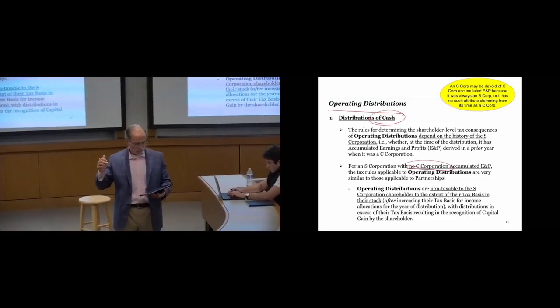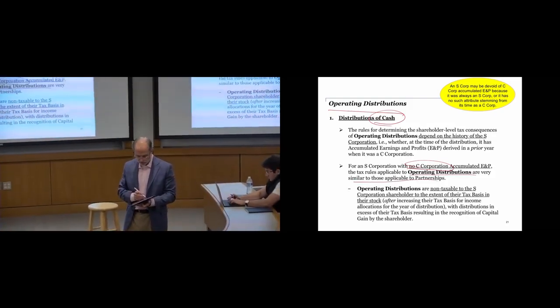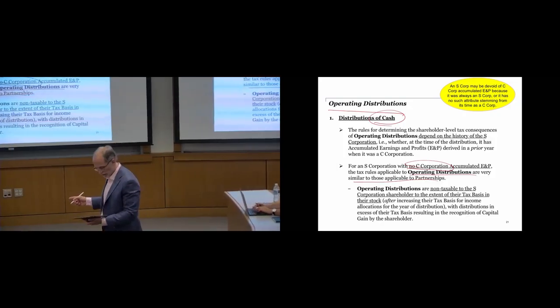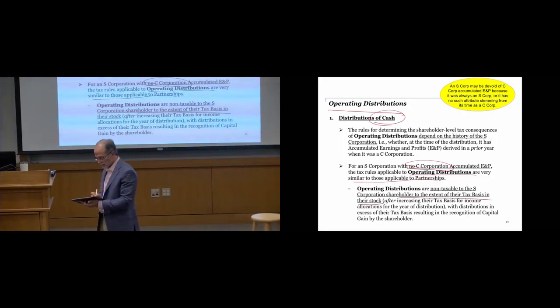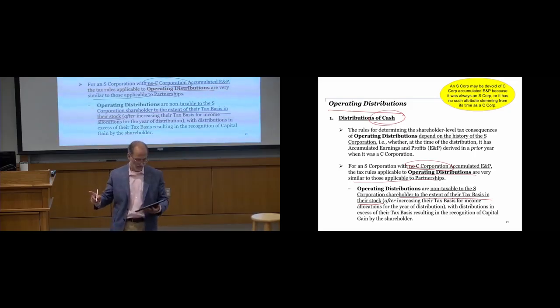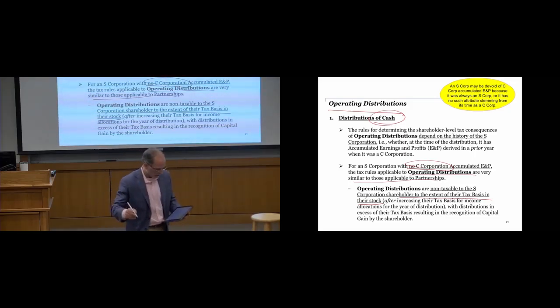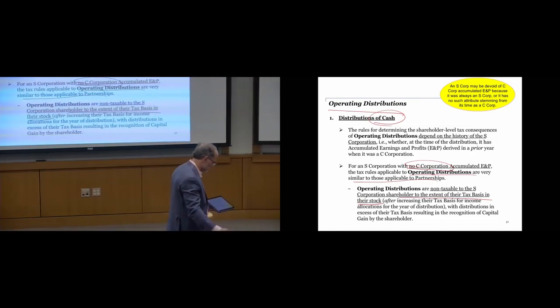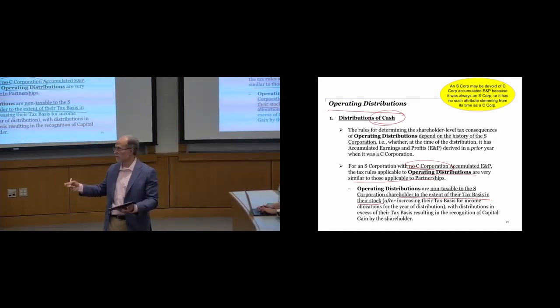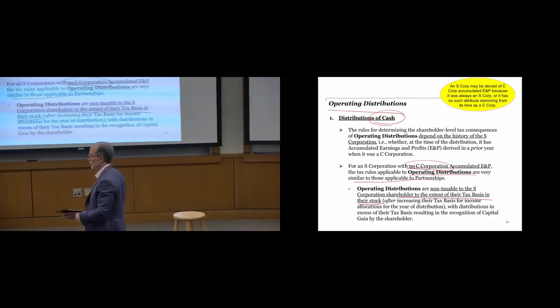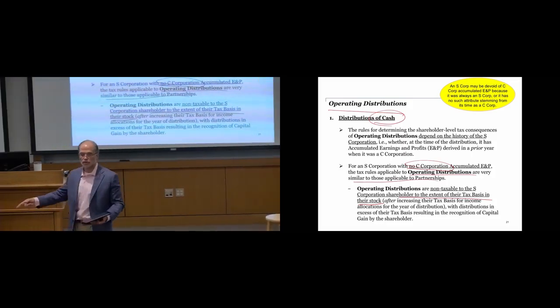The tax rules for operating distributions are very similar to those applicable to partnerships. They're non-taxable to the S corporation shareholder to the extent of their tax basis in the stock, after increasing their tax basis for income allocations for the year of the distribution, with distributions in excess of that tax basis resulting in the recognition of capital gain by the shareholder. It's the same rule we talked about in partnerships.